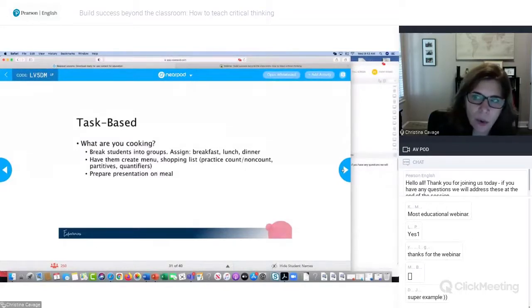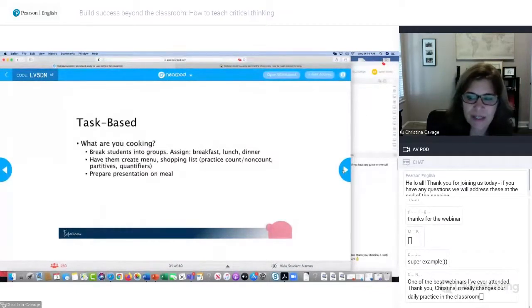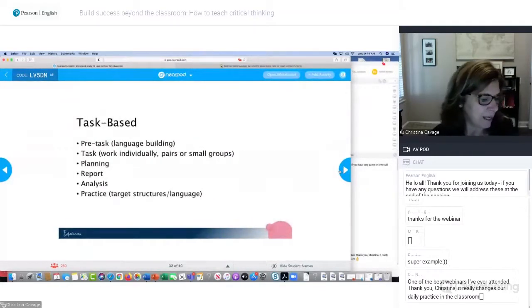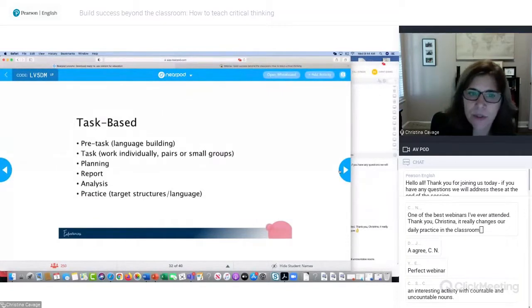But why am I doing this? Well, one, as my students are building their lists, I'm getting them to work on count and non-count nouns. So at the end of the lesson, we would focus on count and non-count nouns. We might also focus on partitives, a loaf of, a box of, and then quantifiers, a few. So this is a great way to really get students thinking and to get them engaged in a task that might be very relevant to many of them. So when we talk about task-based, there's always a pre-task, some language building, and this is usually centered around vocabulary. Then there's the task where students would work individually, in pairs, or in small groups.